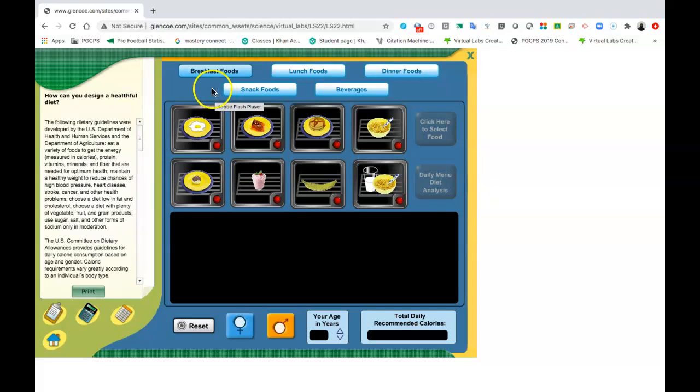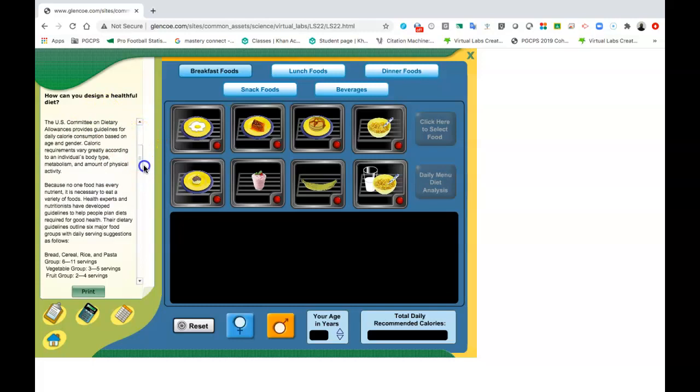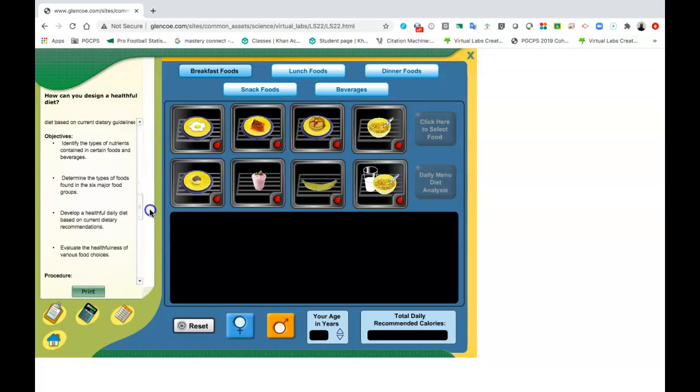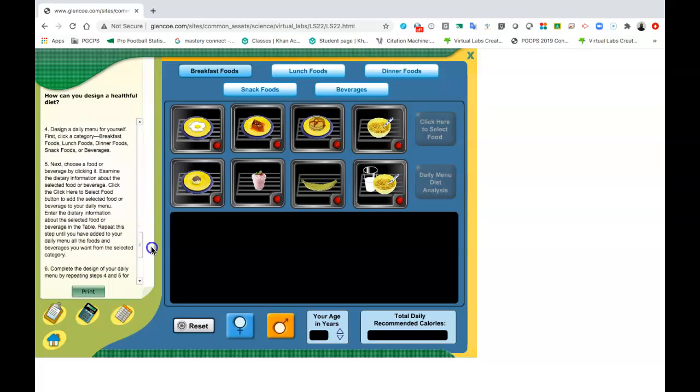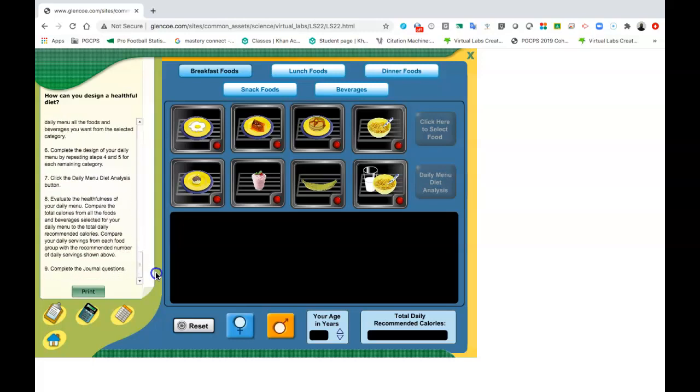So here you'll find, typically in the lab, background information. You'll find the stated objectives and procedure. It comes along with a procedure. Sometimes I modify these things for the students, but often I let them use what's already there.